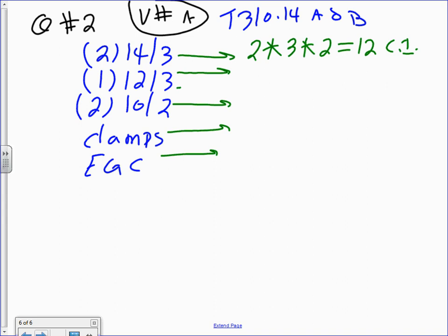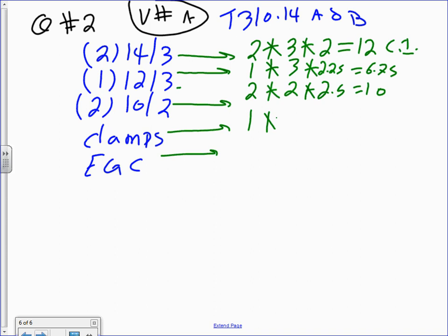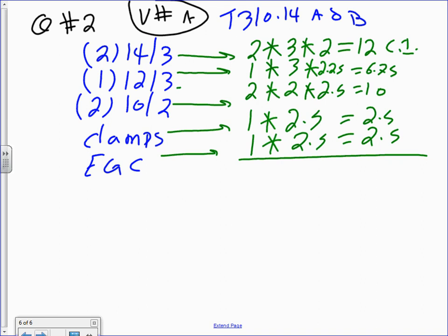So now I have 1 cable multiplied by how many conductors? 3 conductors. What's the allowance for number 12? It's 2.25, and that would get me 6.75. And then these are 2 cables multiplied by 2 conductors. What's the allowance? 2.5, and that will get me 10. The clamps, all the clamps count as one, guys, based on the largest conductor entering the box, which is 2.5. That will give me 2.5. And equipment grounding conductors all count as one based on the largest conductor entering the box, 2.5. And when you add these, you're going to end up with a healthy 33.75 cubic inch.